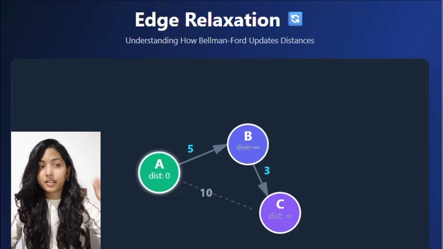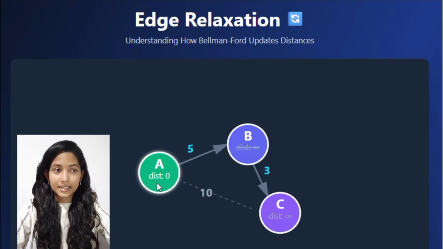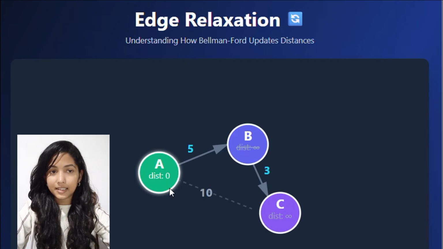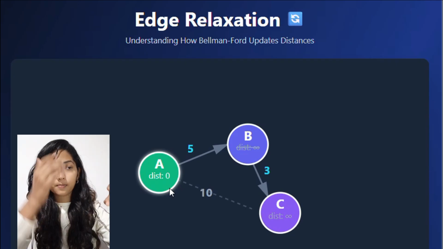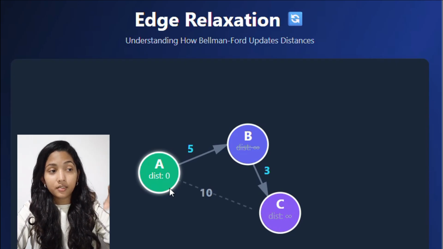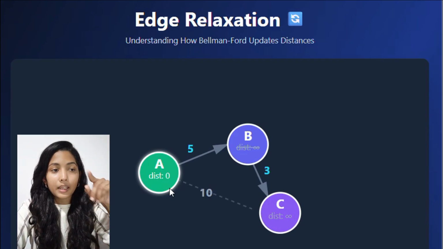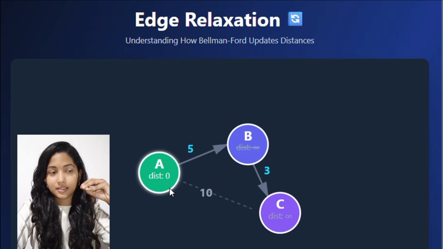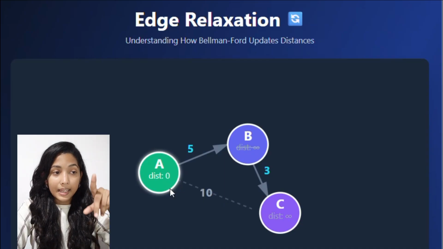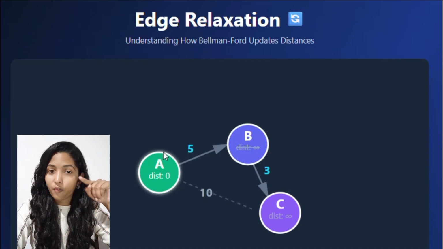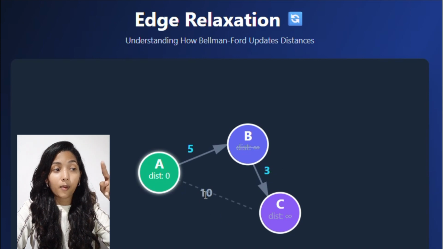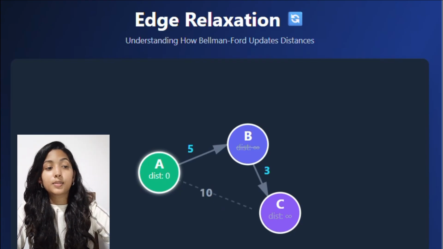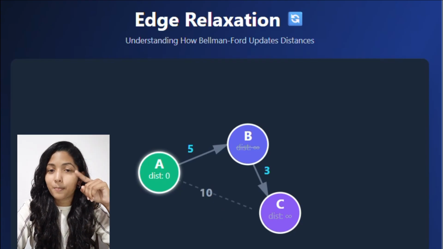Watch this animation carefully. The initial state is, we start with three vertices A, B and C. A is our source. Notice it is green with distance 0. B and C start at infinity because we haven't found a path yet. So look at the edges. A to B costs 5, A to C costs 10, and B to C costs 3. Let's look at it step by step.